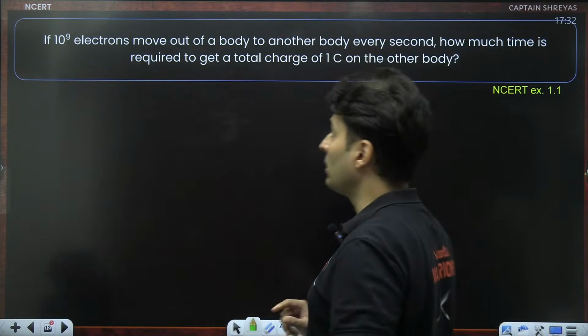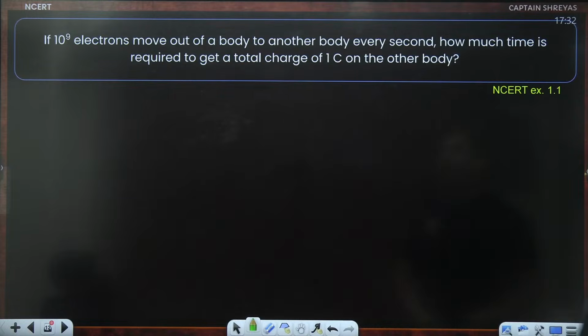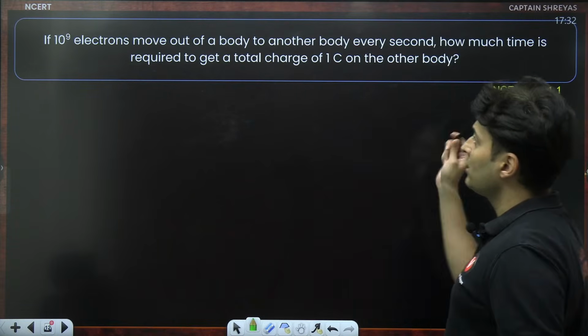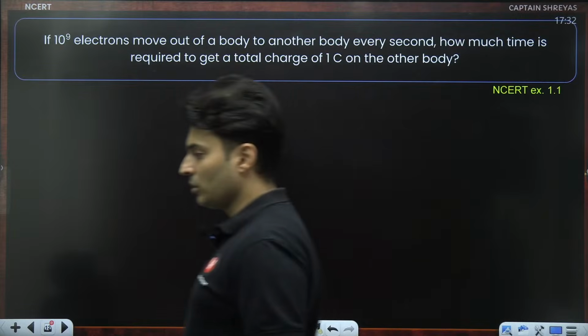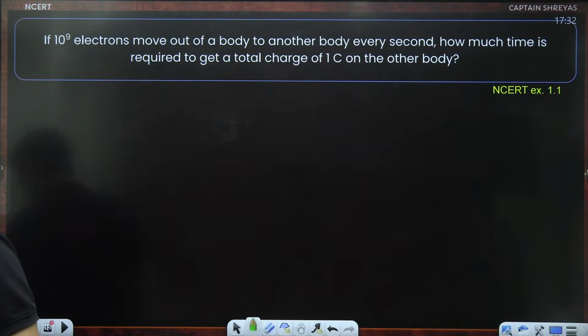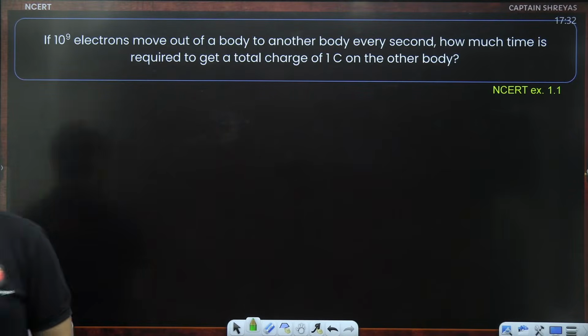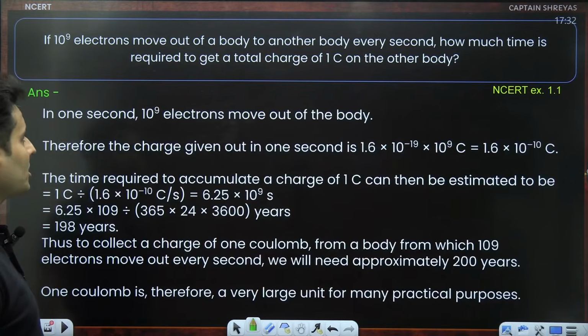Remember that. So if 10 to the power 9 electrons move out of a body to another body every second, how much time is required to get a total charge of 1 Coulomb on the other body? That is the question. Come on, think about this. How will we do this particular question?